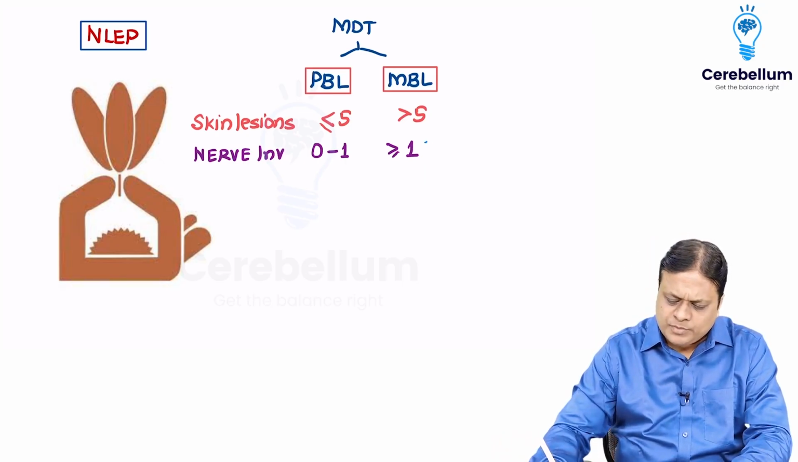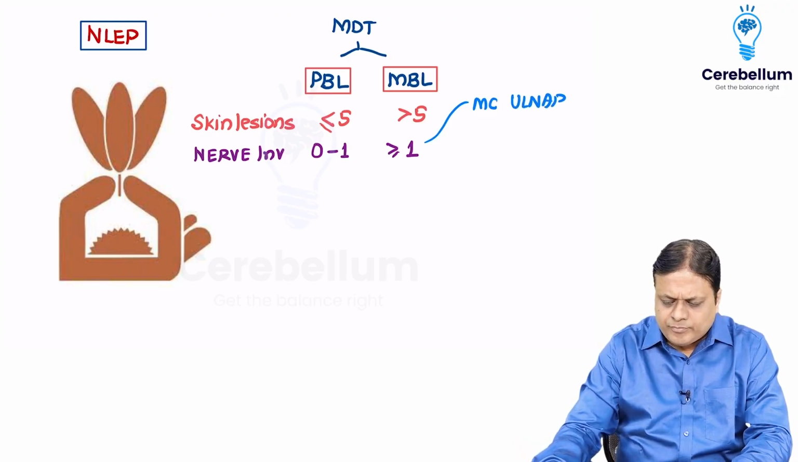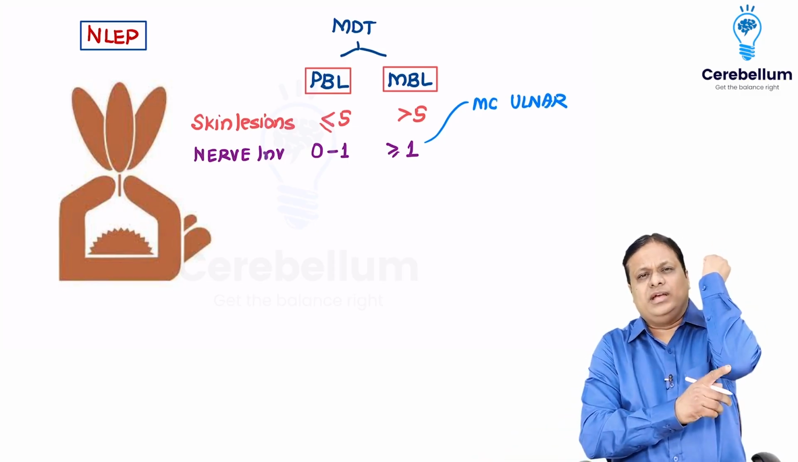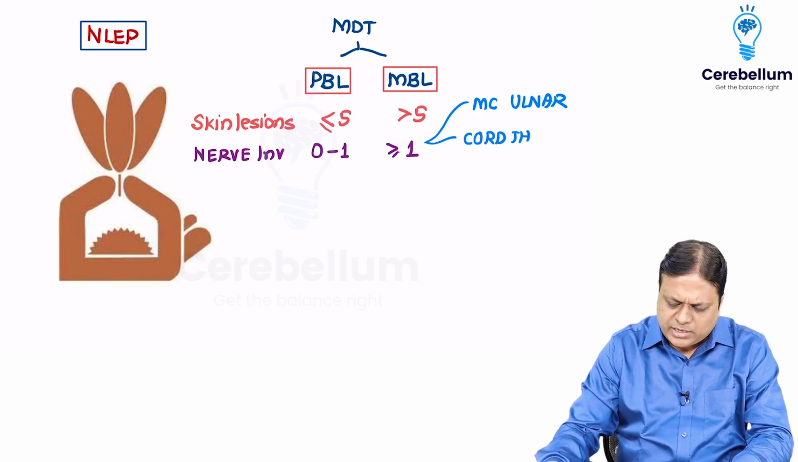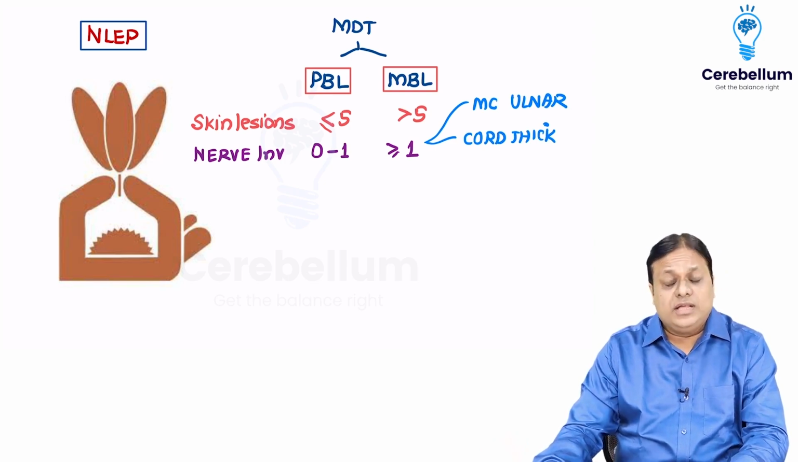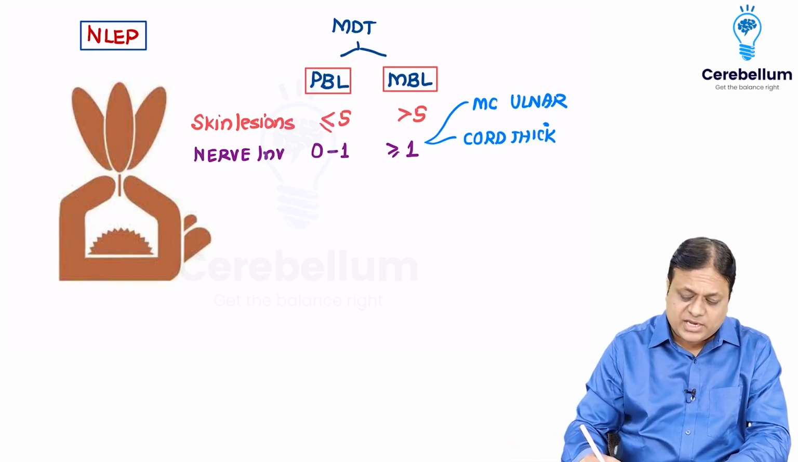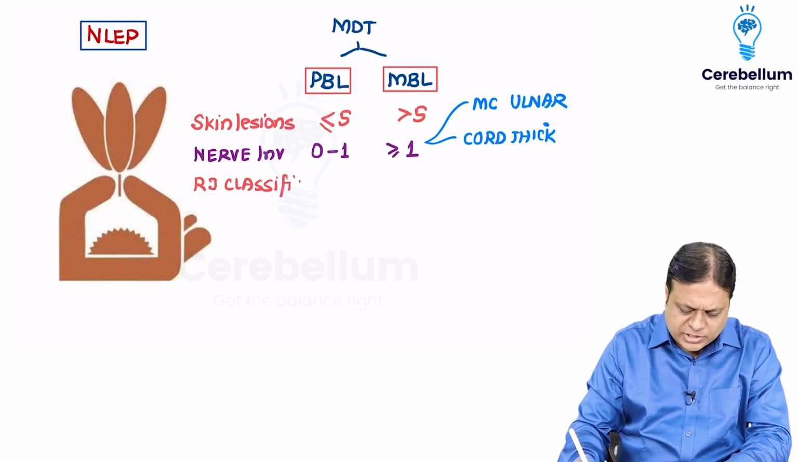All of us know the most common nerve affected is ulnar. And how do we test that the ulnar nerve is affected by leprosy? We look at thickening at the medial epicondyle. So a cord like thickened nerve is virtually diagnostic of leprosy. Then the classification. Leprosy is the only disease where the name of the classification is asked, most commonly classified by Ridley-Jopling classification.